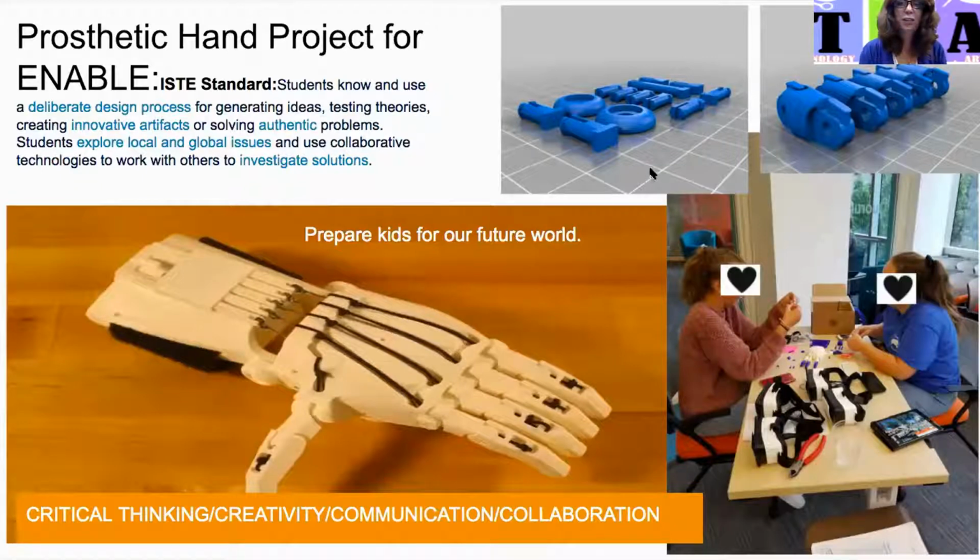Okay, this project is called Prosthetic Hand Project for Enable. And Enable is a fabulous group, if you're not familiar with them, of volunteers across the globe who are working to get prosthetics into the hands of as many people in developing countries as they can. The students needed to know how to go through the design process. They needed to test out their theories. They needed to work with the different parts that were 3D printed, do some adaptations, learn about thermoforming. It was an amazing experience that allowed our students to do something not only locally, but globally.